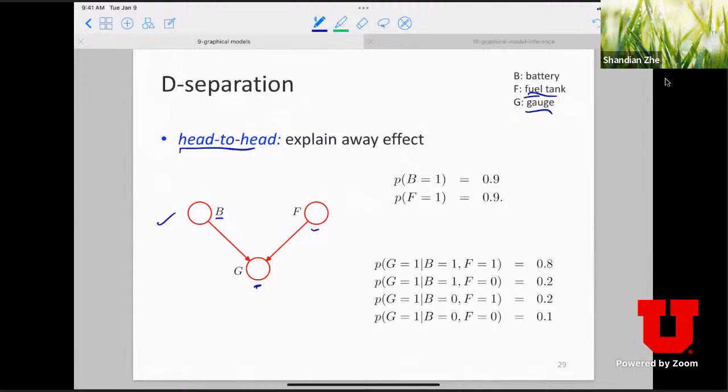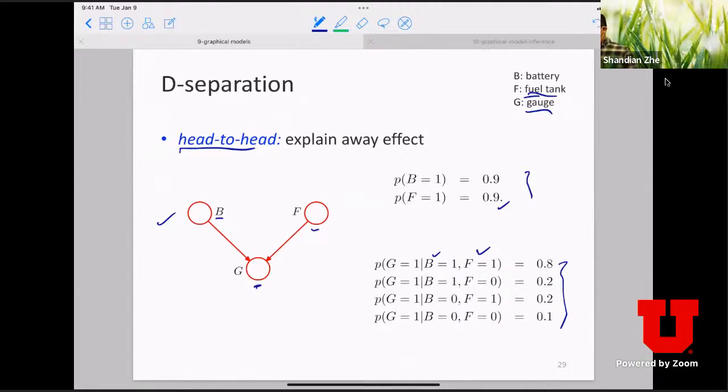So here is our specification of this model. The probability that your battery is alive is 0.9, and the probability that your fuel tank is not empty is 0.9 as well. Then, conditioned on different statuses of the battery and the fuel tank, we have different probabilities of a non-zero reading of the gauge. They're listed here.